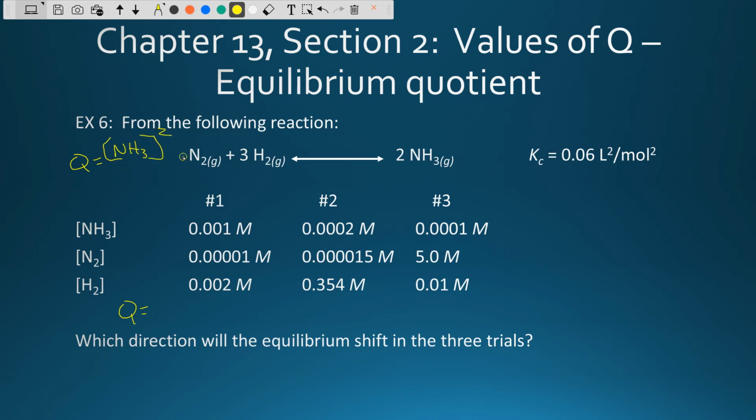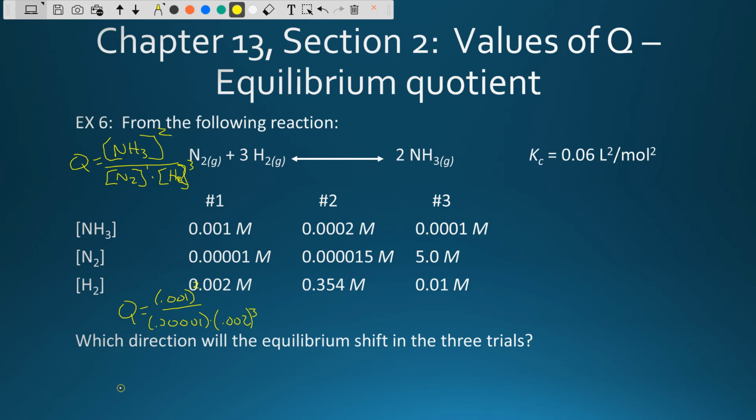And notice that's to the second power. And it's going to be my nitrogen to the first power times my hydrogen to the third power. Okay, that's H2 there. Okay, so let's plug in our values. We see that I have 0.001, and that's going to be squared over my 0.00001 times my 0.002, and that's to the third power.